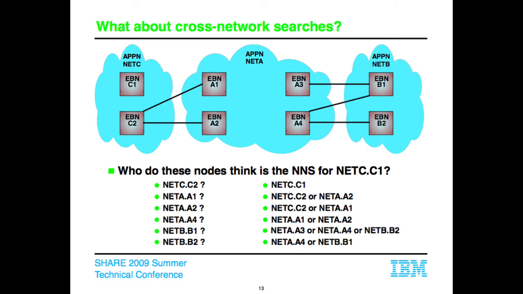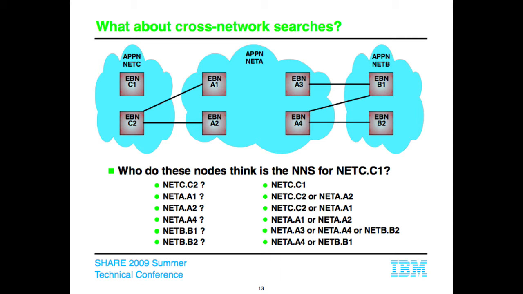The first question is who does C2 think is the network node server for C1? Since we're in the same network and we can see everything, C2 knows that C1 is a network node, and so it knows that C1 has got to be the network node server for everything on C1. Who does A1 think is the network node server for C1? Well, the best path to get there is by having A1 go directly to C2 and not to C1. But A1 can't see into the C network. It can only see as far as that adjacent node. So in this case, the closest visible network node from A1's perspective to C1 is C2. So from A1's perspective, C2 is probably the network node server for C1.